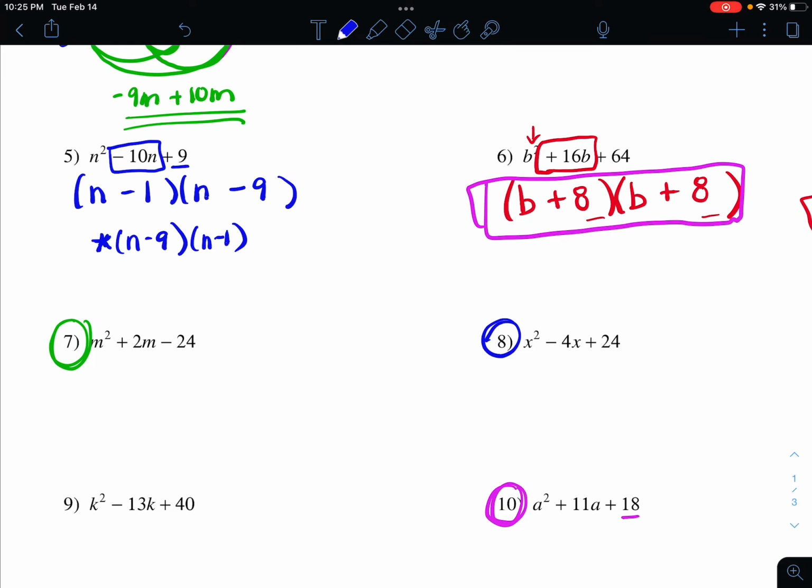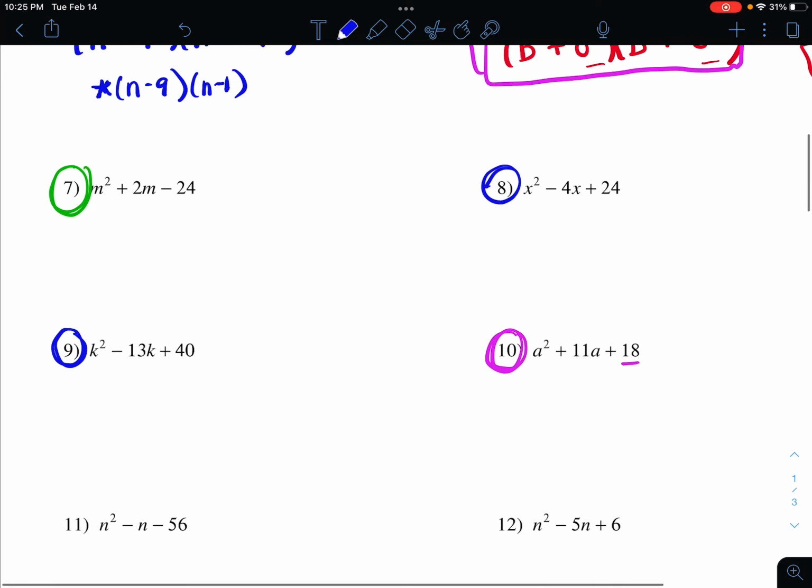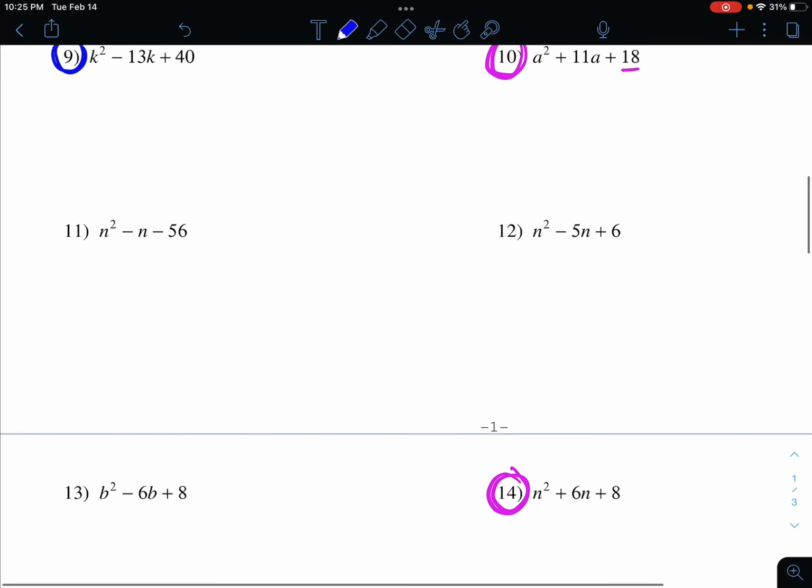All right, so number 8 is like that one. Number 9 is like that one. Number 12 is like that one. 13 is like that one. 24, 23. Okay, so all of those are like that one.